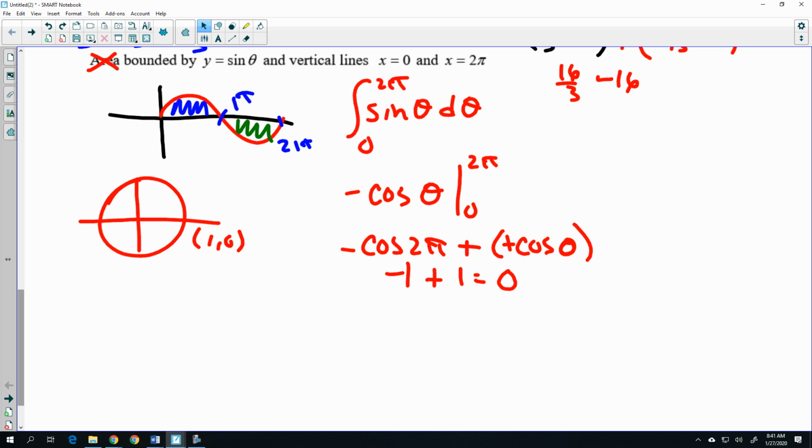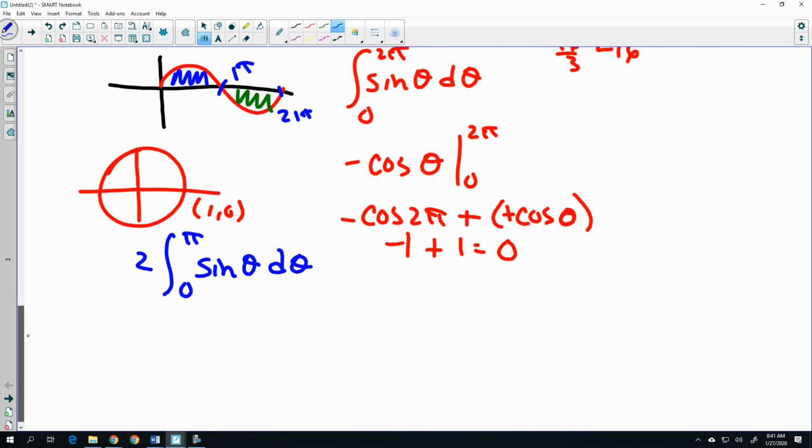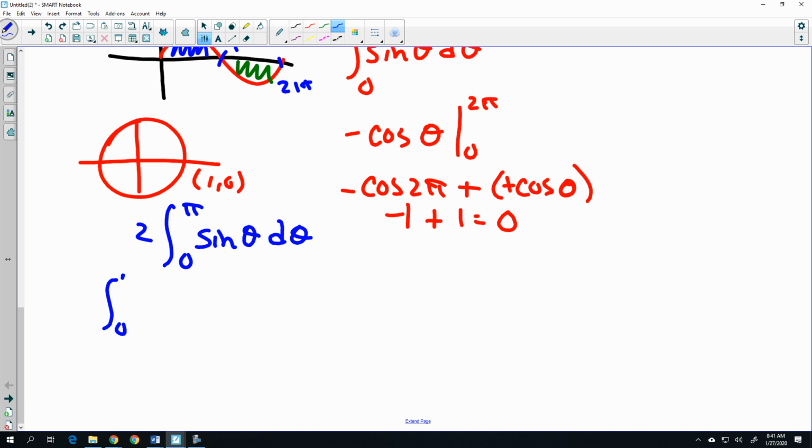So how could I do this problem? Graphs are going to be a big deal here. How could I do this problem to find the area? What could I do? Since it's symmetric, could I do this? Could I do that? And it's just double. Why did I stop at pi? I could have also done this, which is kind of interesting here.